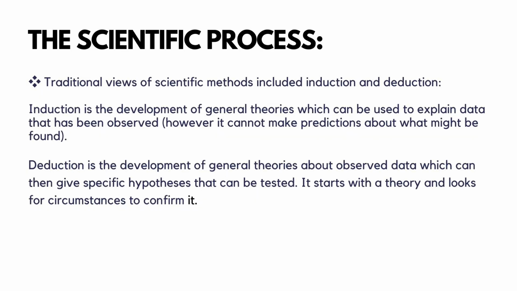The scientific process: traditional views of scientific methods included induction and deduction. Induction is the development of general theories which can be used to explain data that has been observed, however it cannot make predictions about what might be found. Deduction is the development of general theories about observed data which can then give specific hypotheses that can be tested. It starts with a theory and looks for circumstances to confirm it.